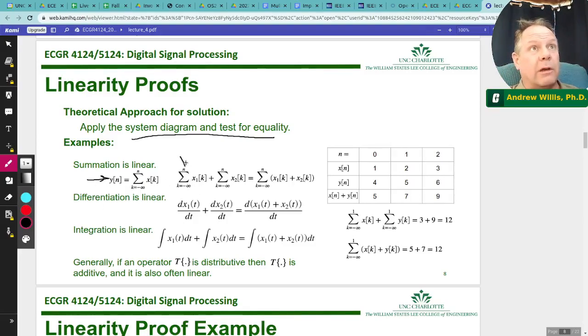This one here is y1. y1 of n would equal the sum of x1 of k, and that's what comes out there. So this is y1 of n. This here is y2 of n.